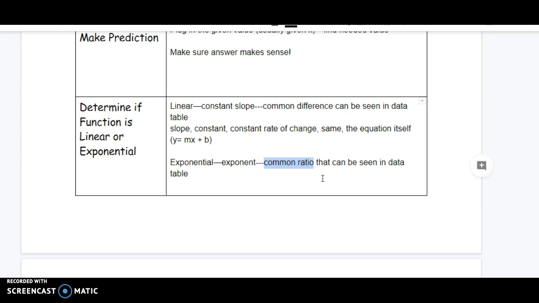If I don't have a graph, but I have a data table, I can graph it and look at it and make sure. But I can also use my data table just to see, does it have a common difference or does it have a common ratio? What if it didn't have a common difference or a common ratio? Then I would know that's not linear and that's not exponential.